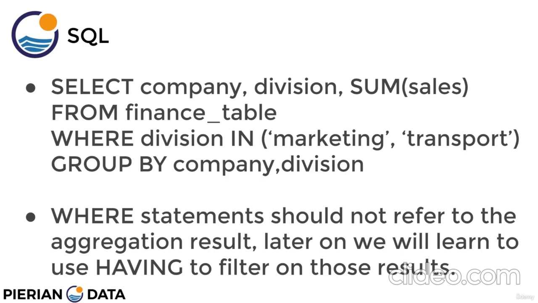So notice what we're doing here is we're saying select company, division, sum of sales from the finance table where division is in marketing and transport, essentially filtering out the divisions before we actually perform the group by on the company and division. And again, notice here, company and division appear in the group by, sales does not because it has the aggregate function associated with it.